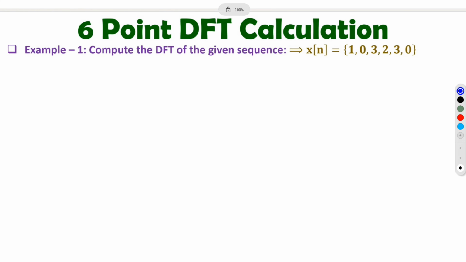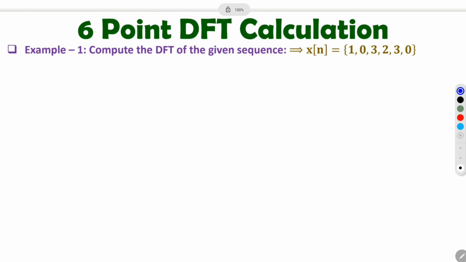See here in question, we need to compute DFT of given sequence. You can observe here sequence is 1 0 3 2 3 0. So in total 6 points are there. So for these 6 points we need to identify DFT.